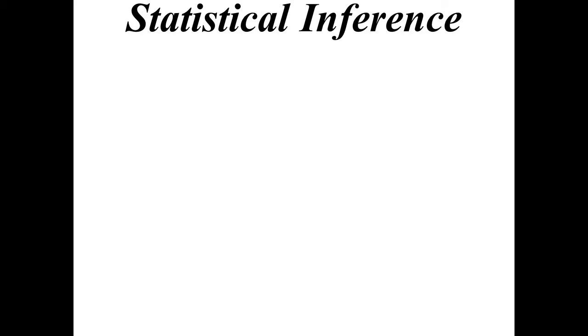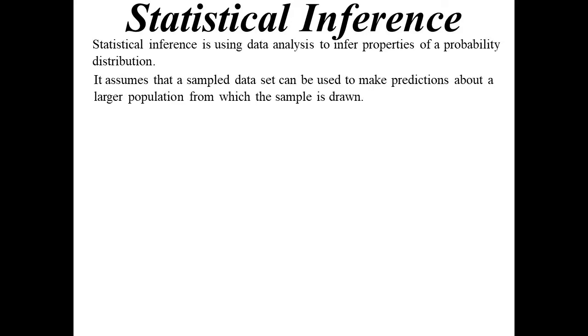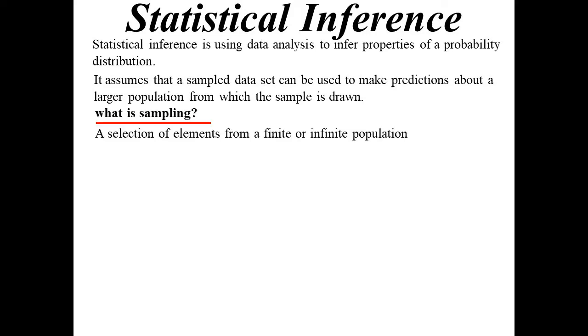All right, to finish off, we were going to look at statistical inference, which is where we infer properties of a larger population using our sample. We assume that our sample has all the features of the overall population. So what is sampling? It is selecting a random set of elements from the greater population.